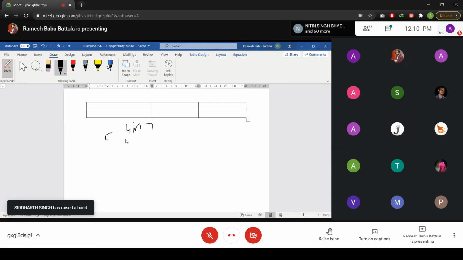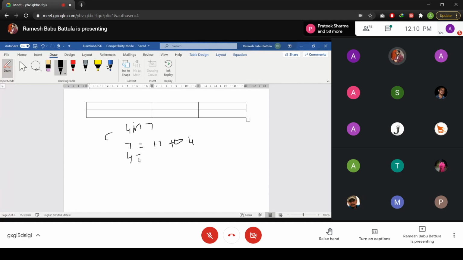First we write 7 is equal to 1 into 7 plus 0 into 4. We need to write it in the form of a into some x value plus b into y value. Then you will find it. In the same way, here 4 is equal to 0 into 7 plus 1 into 4. So I am using these two values as my A(x) values.